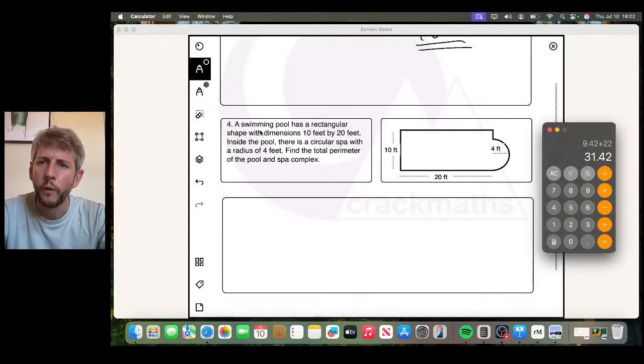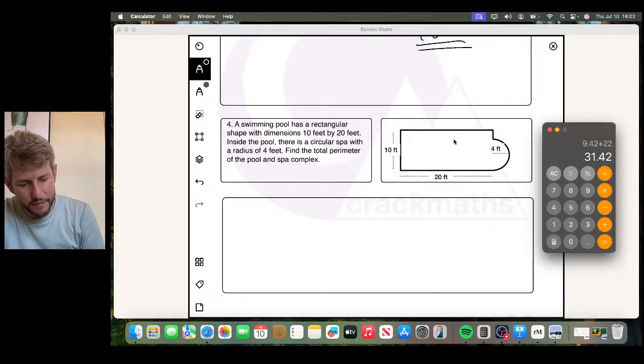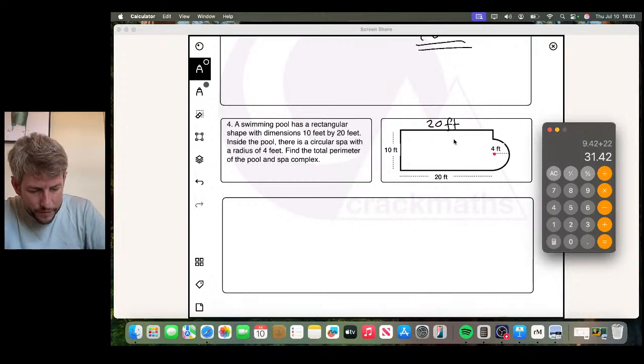Right, question 4. A swimming pool has a rectangular shape with dimensions 10 feet by 20 feet. Inside the pool, there is a circular spa with a radius of 4 feet. Find the total perimeter of the pool and spa complex. Okay, right, so that's 10 feet, that's 10 feet. This is 20 feet. This would also have to be 20 feet because it's a rectangle, so opposite sides are the same. Now, if this is 4 feet as the radius, that means from here to here is 8 feet. Now, if all the way across is 10 feet, that means that this little bit here is 2 feet.